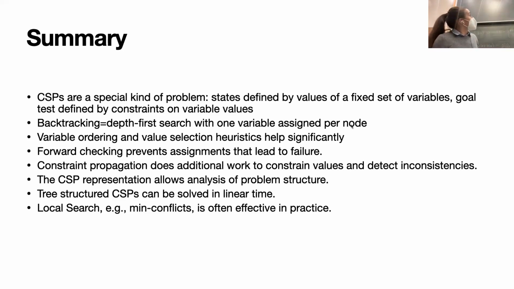Okay. So CSPs are a very special kind of problem. The states are defined by values of a fixed set of variables, and the goals are tested by constraints on those variable values. Backtracking uses depth-first search with one variable assigned per node. The variable ordering and value selection heuristics help significantly. We saw that, right? And we saw what happens when you don't have those. So make sure that you know what those heuristics stand for and when to use them. Forward checking prevents assignments that will lead to failure, and constraint propagation does the additional work to constrain the values and detect inconsistencies. The CSP representation allows analysis of the problem structure. Tree-structured CSPs can be solved in linear time, and local search using min-conflicts is often very effective in practice, and in fact, a lot of people use it.